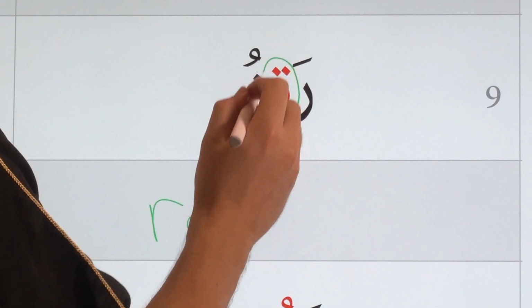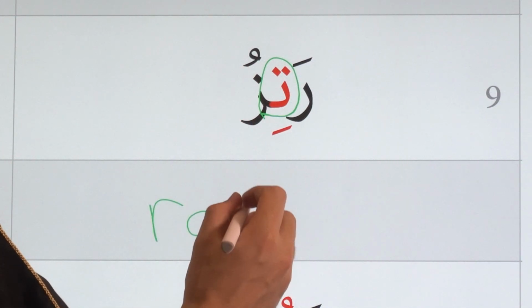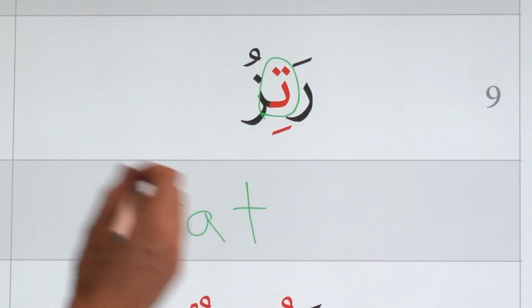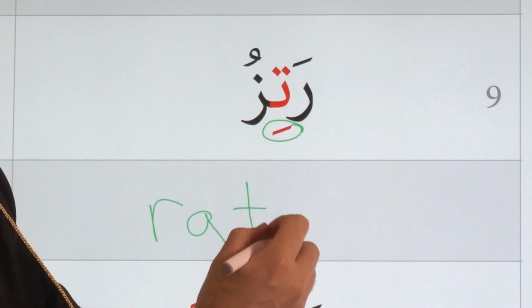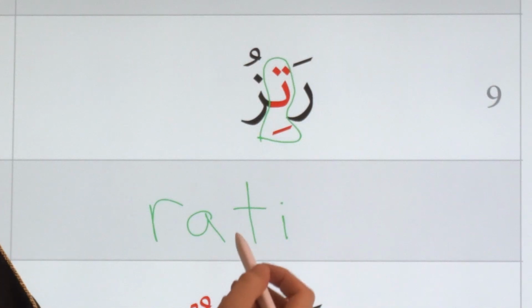Next, we see this shape here with two dots above, meaning this is the letter Ta. So we write a T for the letter Ta. Beneath the Ta is a Kesra, so we write an I for the Kesra. So the Ta and Kesra would be pronounced Ti.